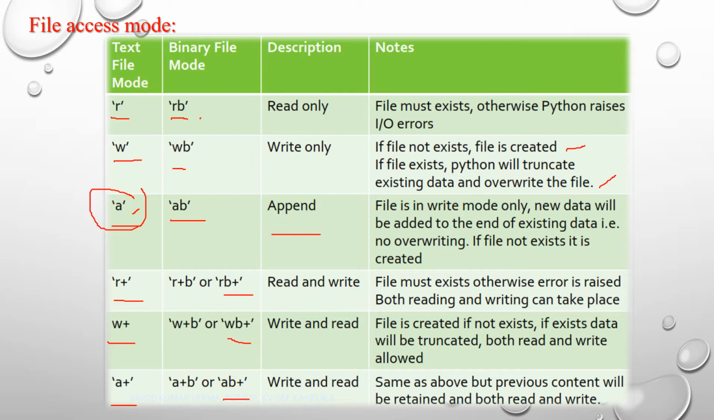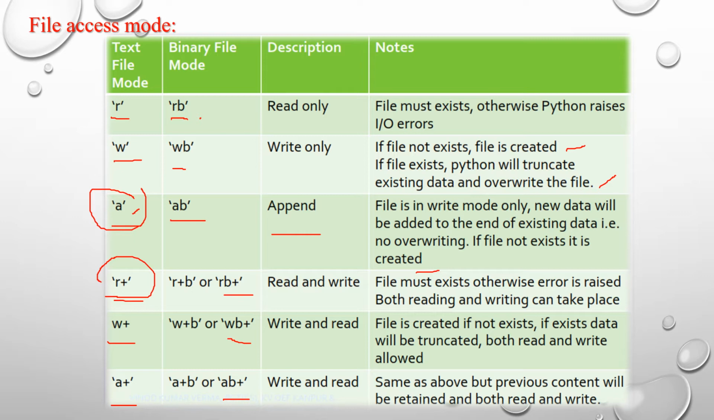New data will be added to the end of the existing data, that is, no overwriting. If the file does not exist, it is created. So the next modes are r+ and rb+. These are the read and write modes. If you want to use this mode, the file must exist, otherwise an error is raised. Both reading and writing can take place.